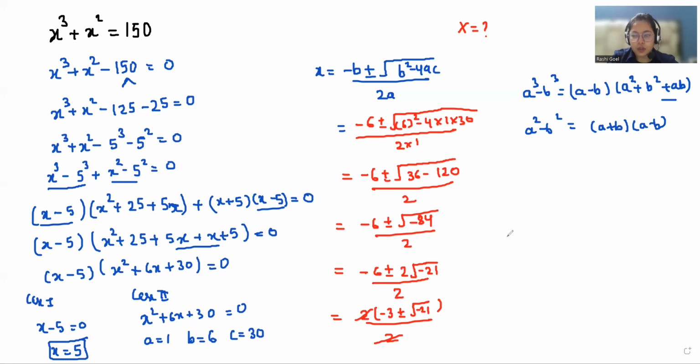We eliminate this, so two values we have: either minus 3 plus under root minus 21, or the second one is minus 3 minus under root minus 21. I hope it's clear. We have three values because the power of x is 3. First is x is equal to 5. Second is minus 3 plus under root minus 21. And third is minus 3 minus under root minus 21.